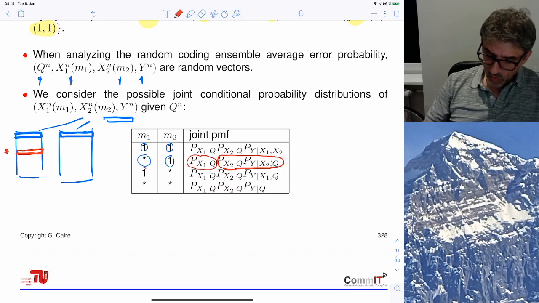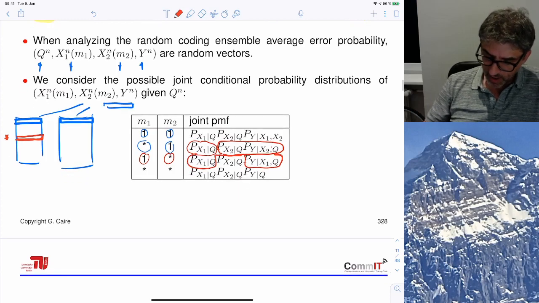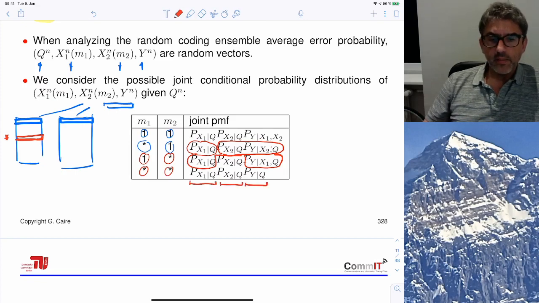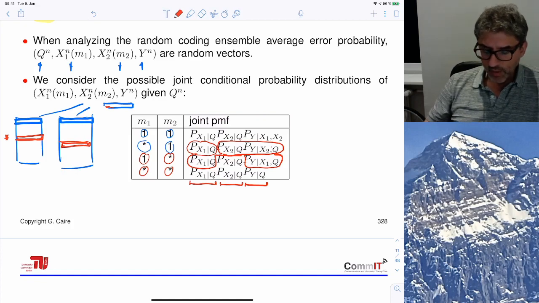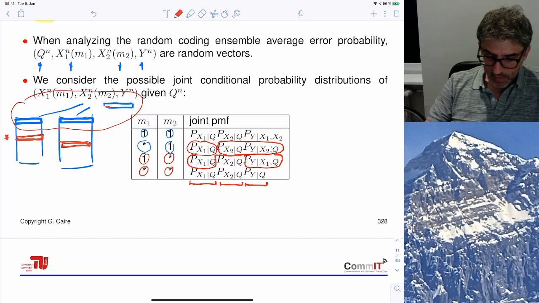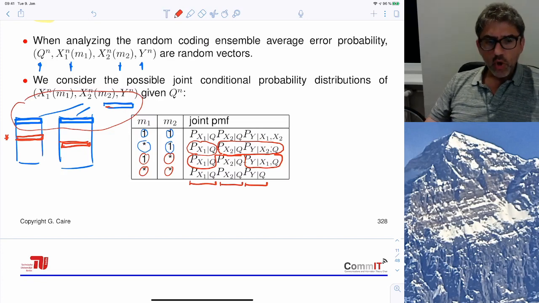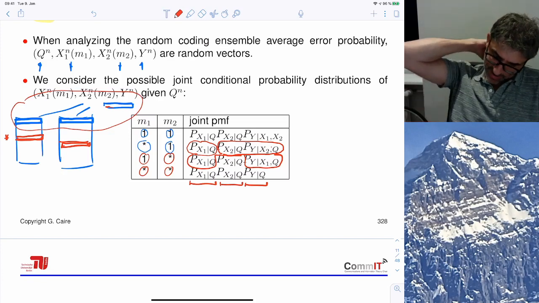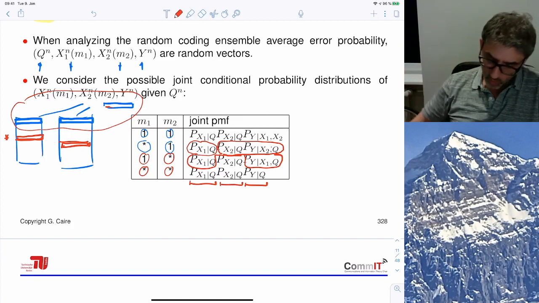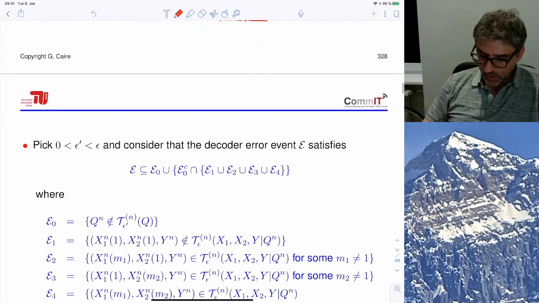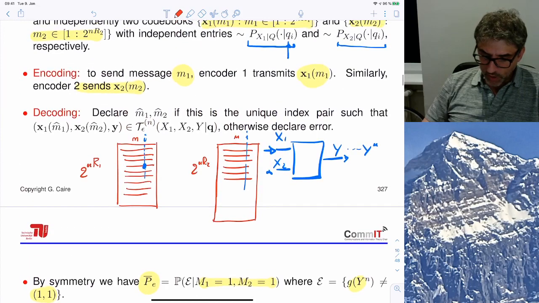Similarly, for the case 1 star, we have that X1 and Y are jointly distributed, but X2 is independent. And finally, when we have star star, then X1, X2, and Y are independent, because Y is generated by the first row, and now we are looking at two generic other rows of the two arrays, which are independent of whatever happens here. Okay. So this sort of joint probability model for the random vectors, induced by this random codebook generation and averaging over all possible codebooks, is very important, because now we consider the joint typicality decoder.